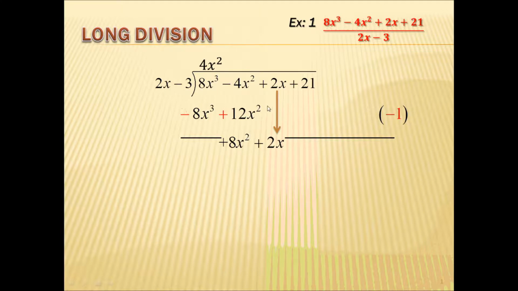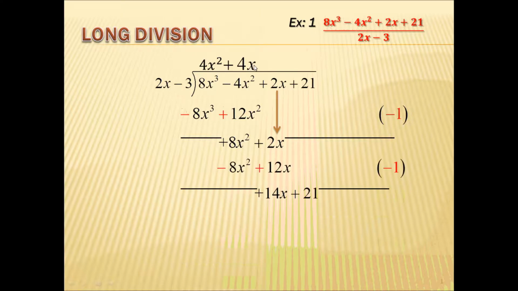I have to bring down the next term, which is the third term. I bring it down, and now I have a binomial again. I'm going to repeat this whole procedure that I just did. I'm going to divide 2x into 8x squared. I will get a plus 4x right there, and I'm going to place that. Plus 4x. I'm going to multiply that term of the answer by the divisor.